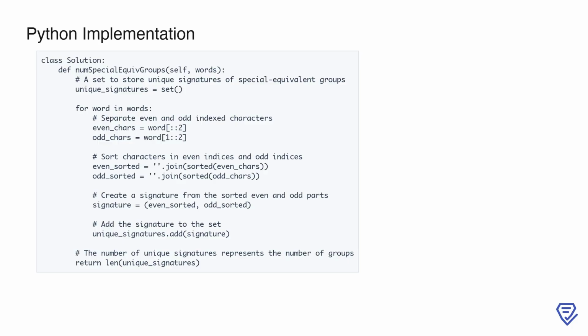These characters are then sorted, as their arrangement within even or odd indices does not affect special equivalence. The sorted even and odd characters are combined into a tuple signature, which uniquely represents the string's group. This signature is added to the unique_signatures set, ensuring duplicates are ignored. Finally, the size of unique_signatures is returned, which corresponds to the number of unique groups.